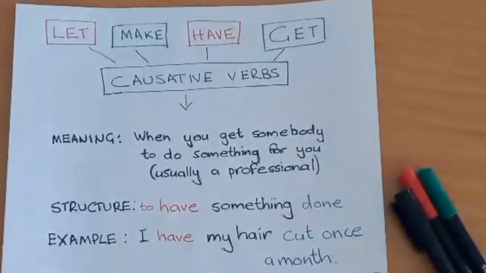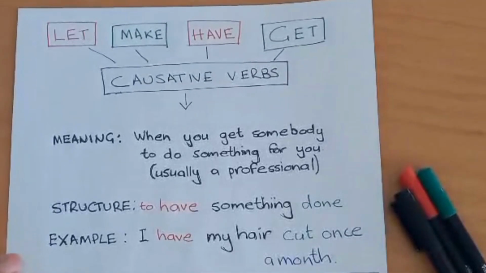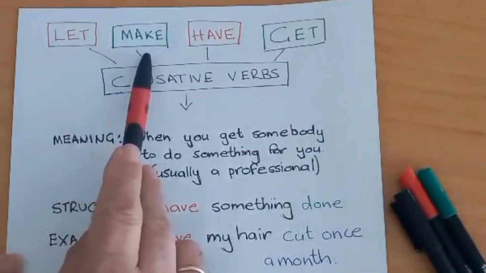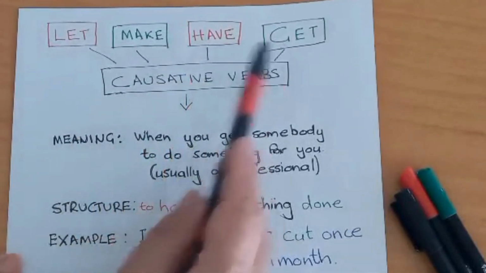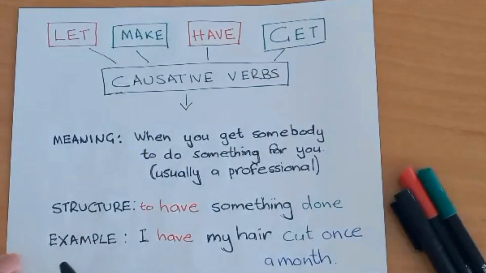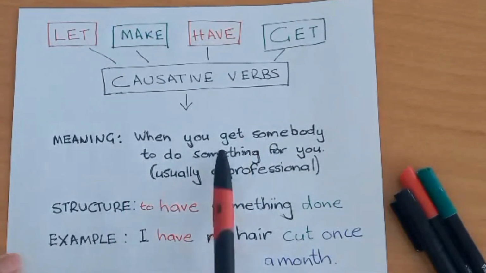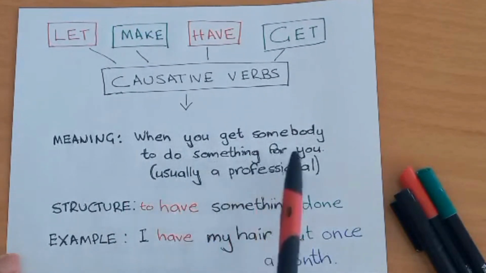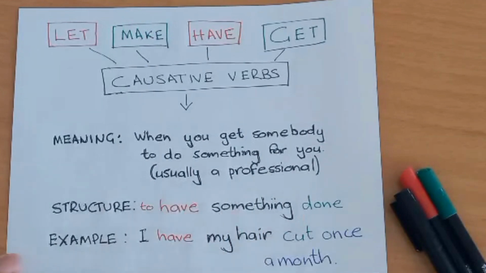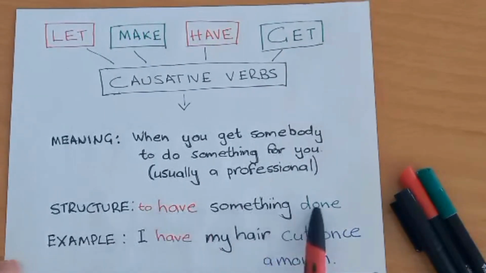Let's start off by looking at the verbs used with the causative form. We have let, make, have, and get. Now, the general meaning of the causative form: we use it when we want to get somebody to do something for us, usually a professional. The general structure is have something done.